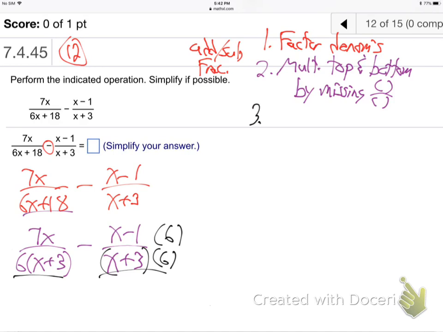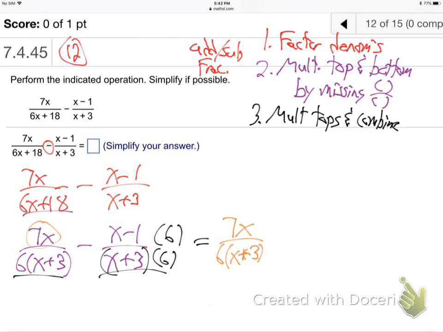Okay, so step 3, multiply tops and combine. So that will become 7x over 6 times x plus 3, minus, and then this 6 will distribute, 6x minus 6 over x plus 3 times 6.